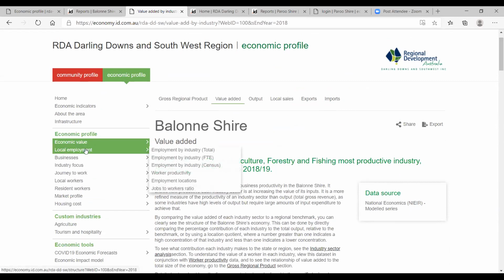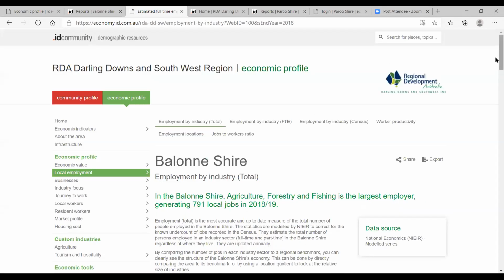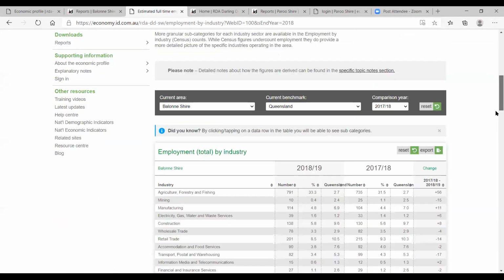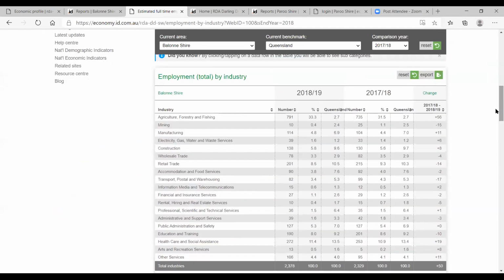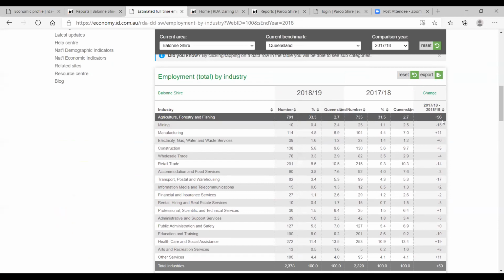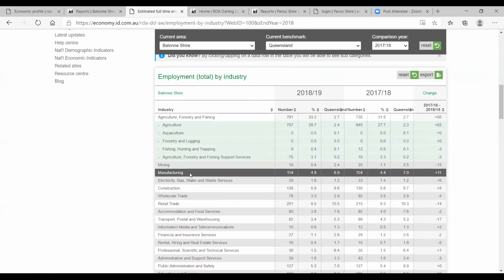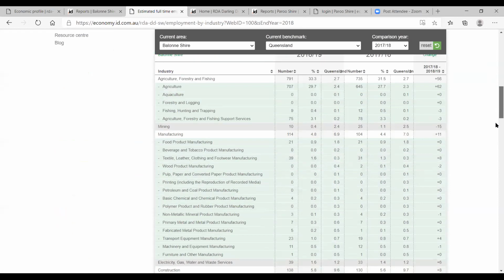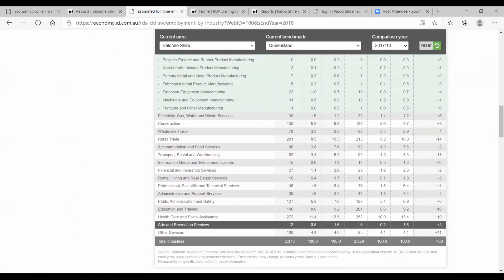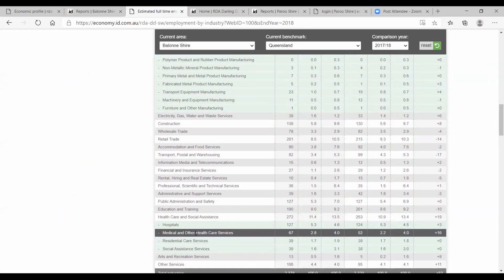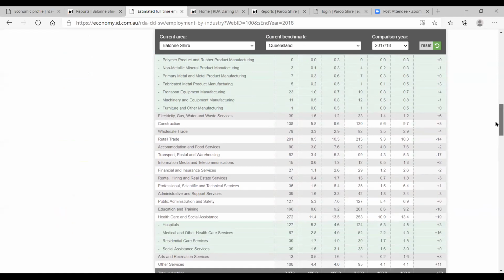The next thing I'm going to go to is my local employment. I'm looking at employment by industry because I want to see who's working and what's happened in some of our businesses, because we saw that even though there was a decline in our GRP, there was actually an increase in the amount of people employed. Between 17-18 and 18-19, we increased the amount of people employed in ag, forestry and fishing. We also increased our employment in manufacturing, and healthcare and social assistance. We had 16 in medical and other healthcare services.